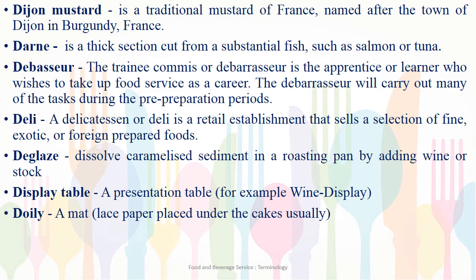Débutant. The trainee or commis is known as a débutant. He is a learner who wishes to take up food and beverage service as a career. The débutant will carry out many tasks or do pre-preparation for certain operations.